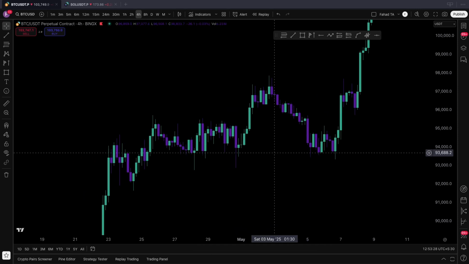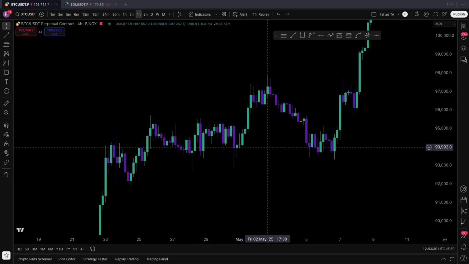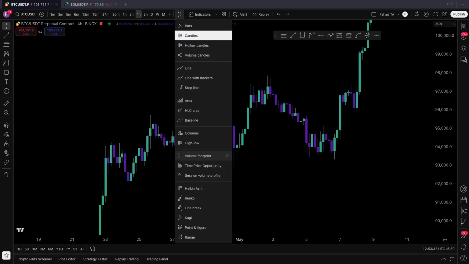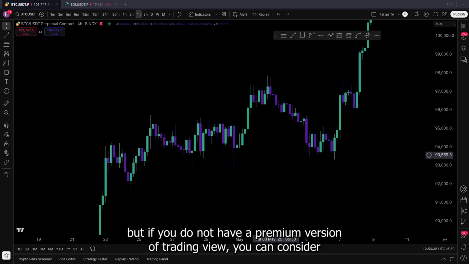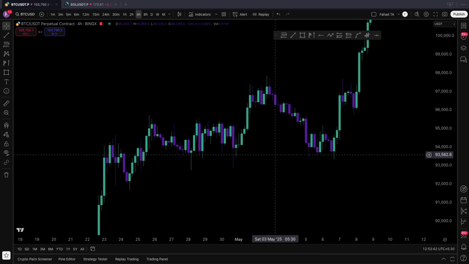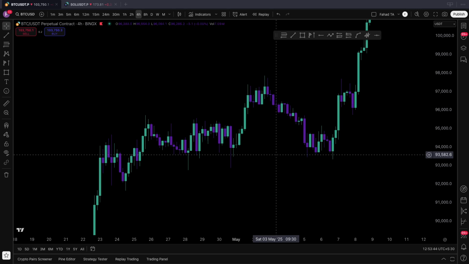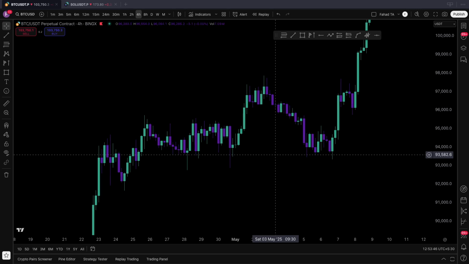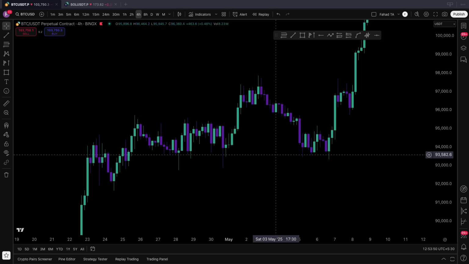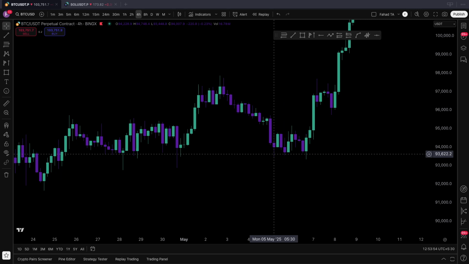So anyone who's using TradingView, if you have a premium version of TradingView, you can use Footprint right from this area. But if you do not have a premium version of TradingView, you can consider getting different kinds of software as well, which are in the market, which can be any software. Personally, I like to use ExoCharts if I'm not using TradingView. But since TradingView has pretty accurate numbers right now, I just stick with TradingView's numbers itself.